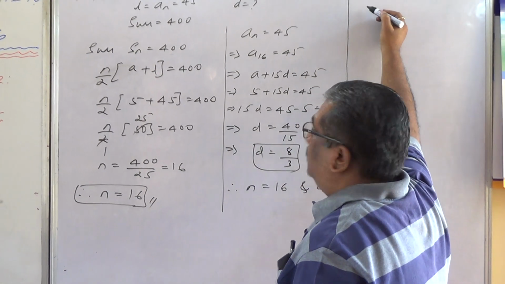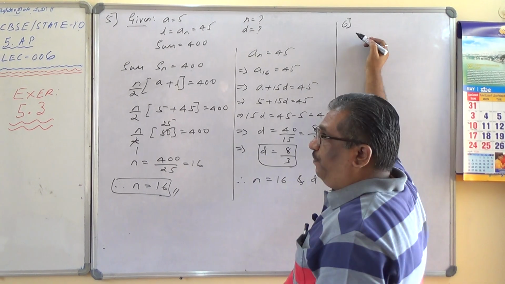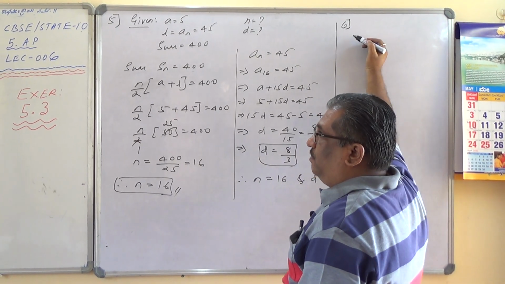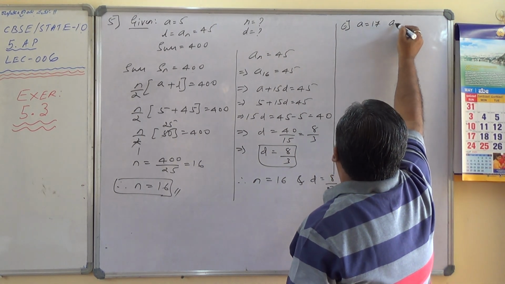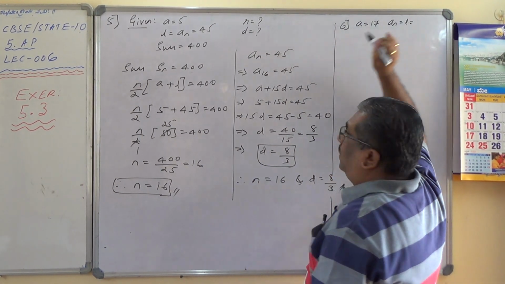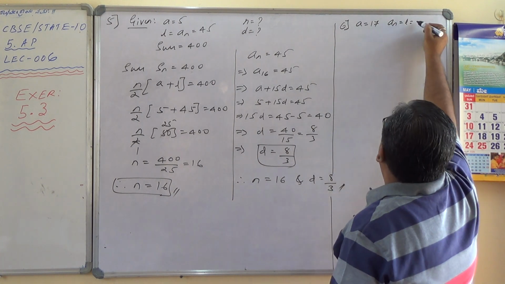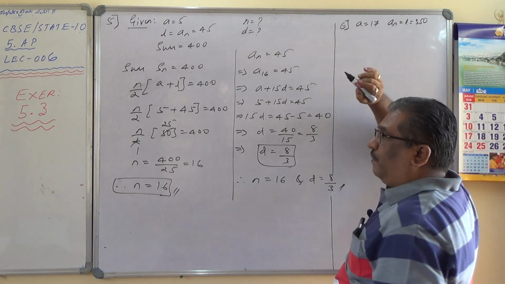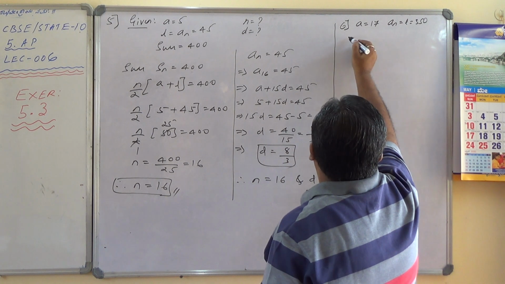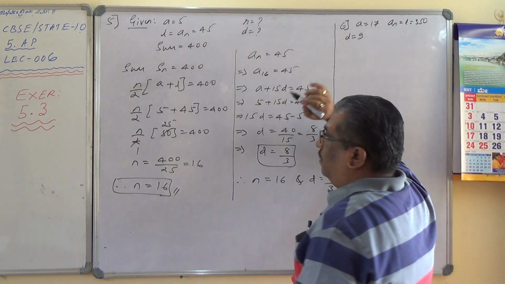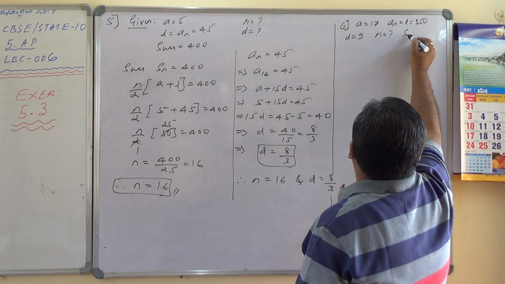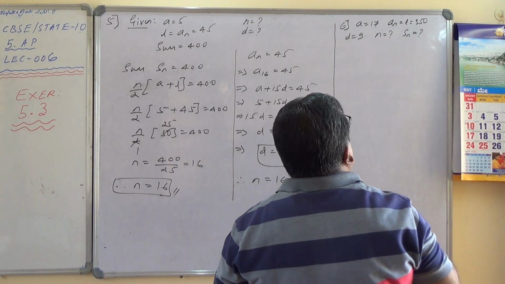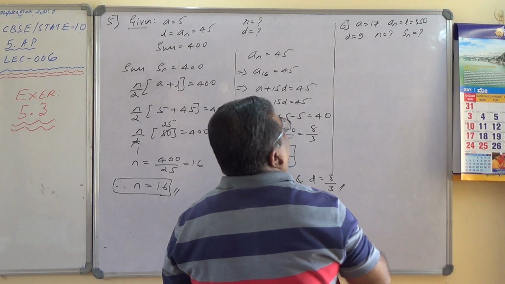Given sixth question, first term is 17, An equals L equals 350, common difference is 9. How many terms are there? N equals question mark and Sn equals question mark. Okay, so let's find out.